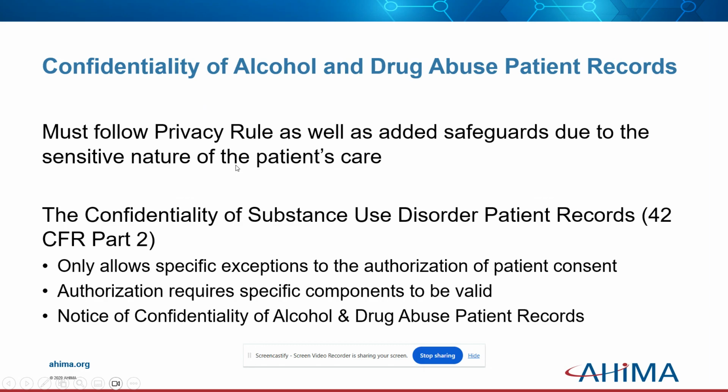Next, we move to confidentiality of alcohol and drug abuse patient records. These follow a different guideline. These must follow the privacy rule. However, as I just mentioned, they also have added safeguards due to the sensitive nature of the patient's care. And so in this instance, authorization requires specific components to be valid, only allows specific exceptions to the authorization of patient consent, and there is a notice of confidentiality of alcohol and drug abuse patient record.